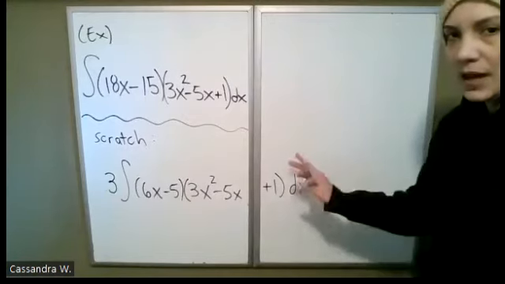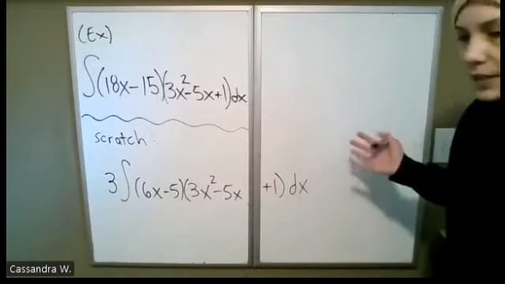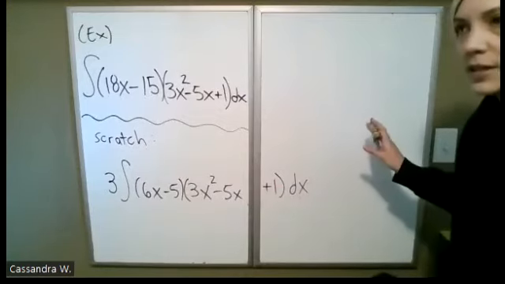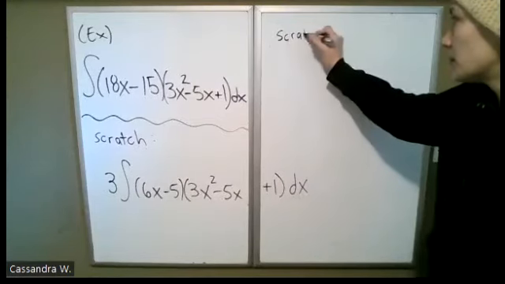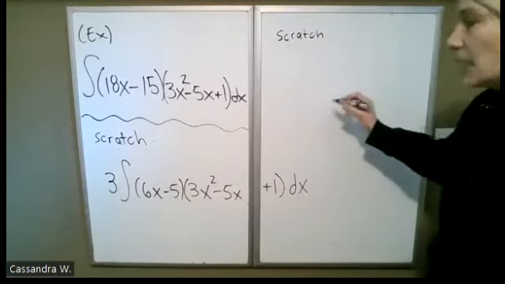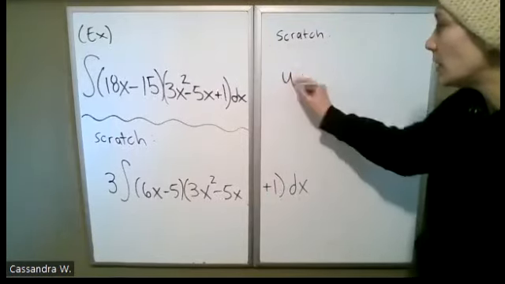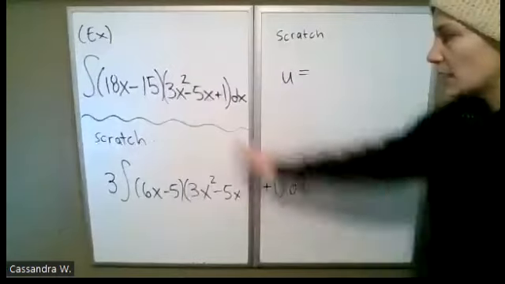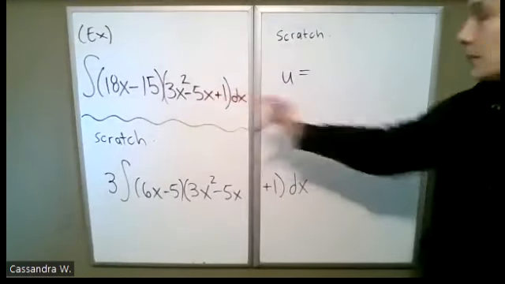And you know what, I want to leave this integral sitting here and go on the side, like if you're taking notes, maybe go somewhere else on the page and do some scratch work. And pick some u substitution. I'm going to pick the 3x squared minus 5x plus 1 and let that equal u.